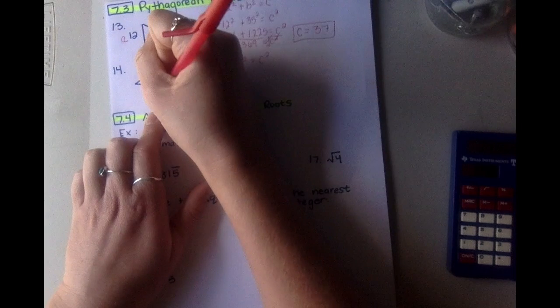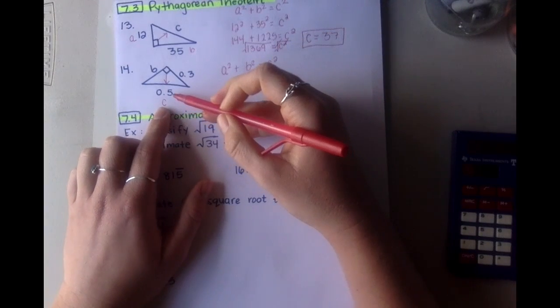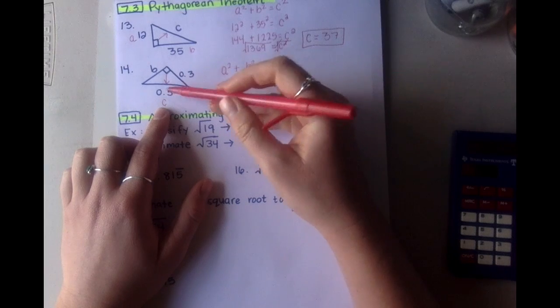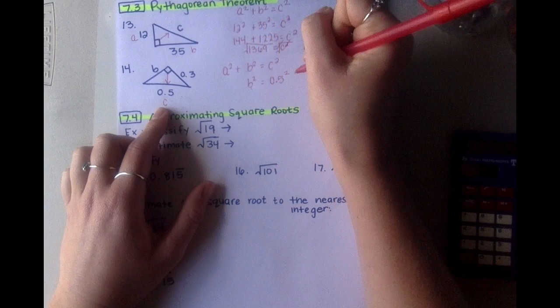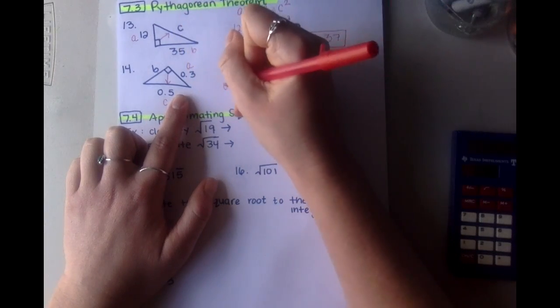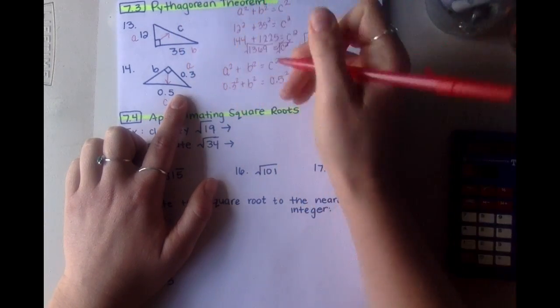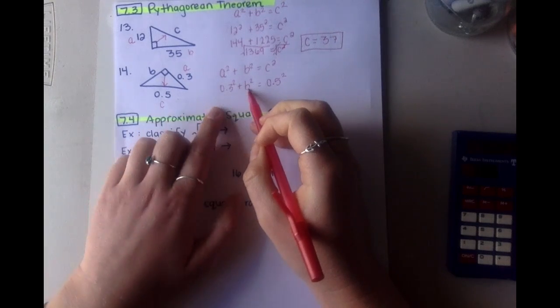My hypotenuse, C, is my longest length no matter what, and it's across from my right angle. So that equals 0.5 squared. And then this will be A, so 0.3 squared. So this is my equation. I'm now solving for B.